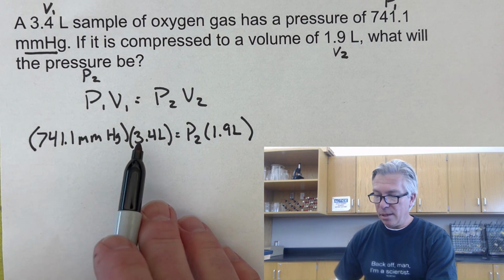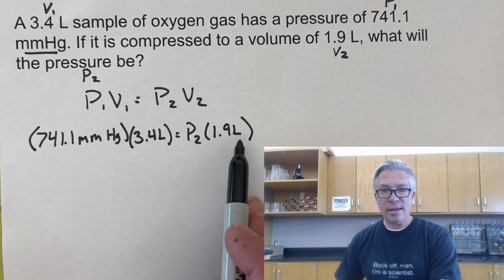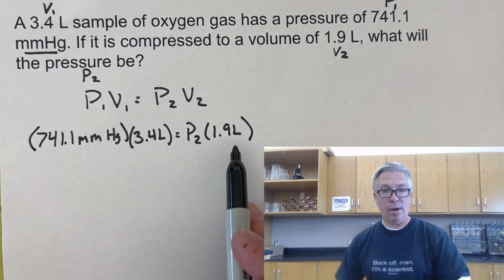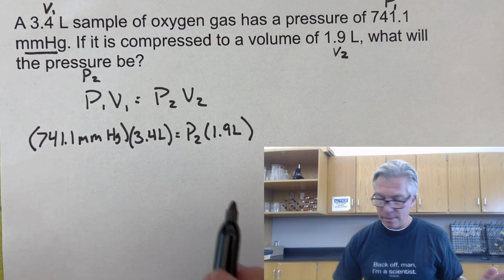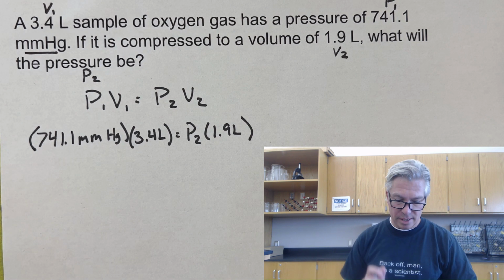Now, before I do this, I'm going to estimate and guess what my answer is going to be. Because my volume is going down, I anticipate the pressure to go up. You're compressing the gas and getting it into a smaller space. So I'm going to use that as a way to check my answer.